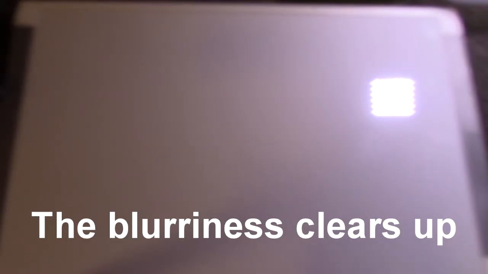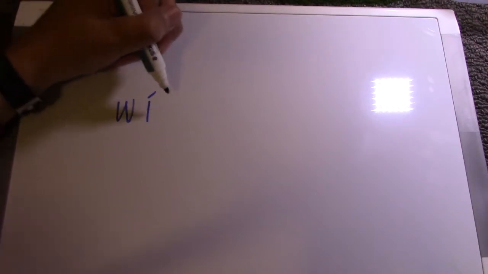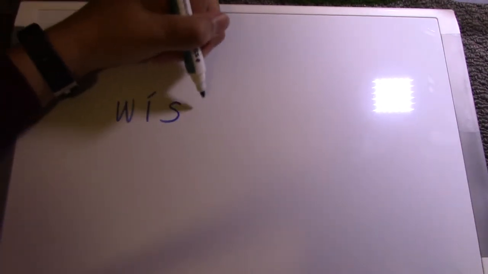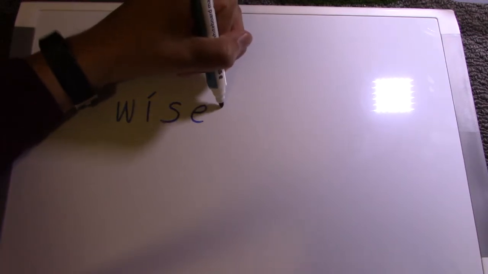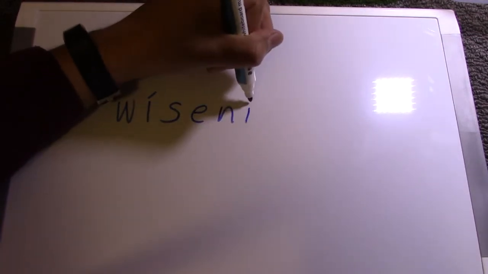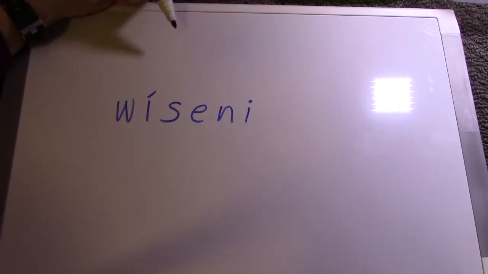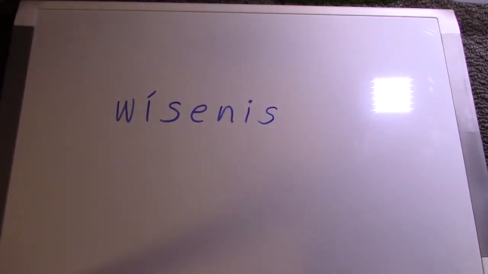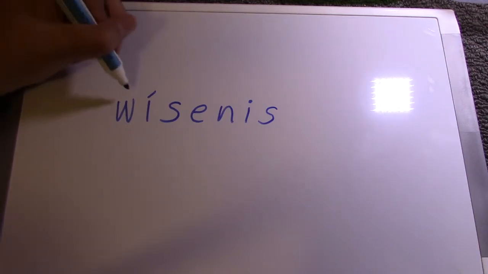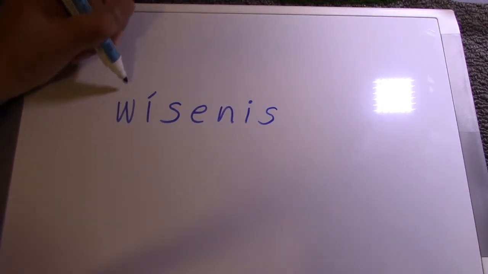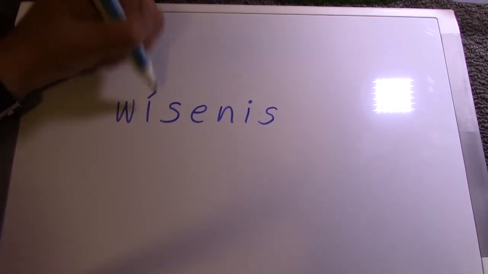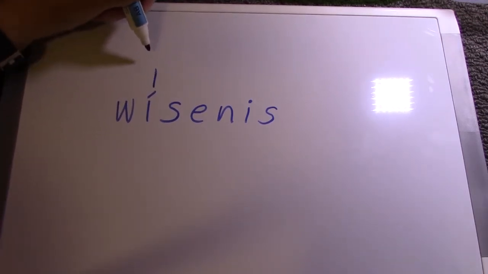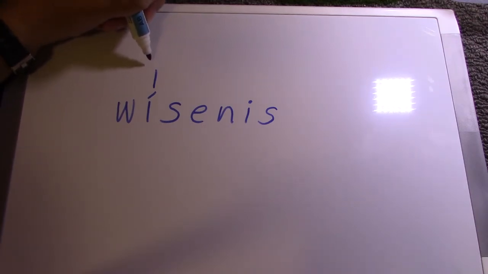If you look at the whole word, wisenis, you have a W, I, which has a little slanted line over top of it. I'll explain that a little bit later. Then S, E, N. We have another I. This one just has a dot over top of it. Then another S. The W is a regular W like in English. As I mentioned before, I makes an E sound.